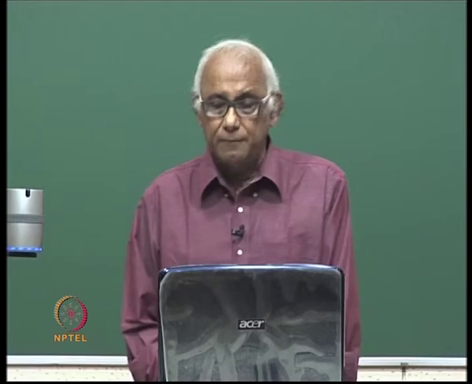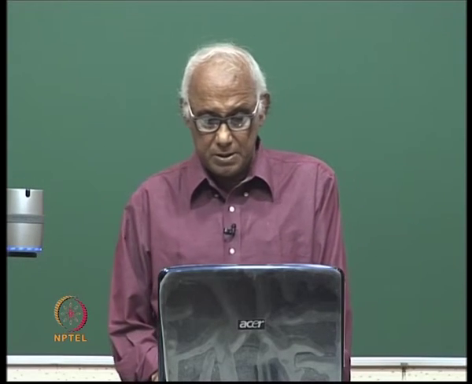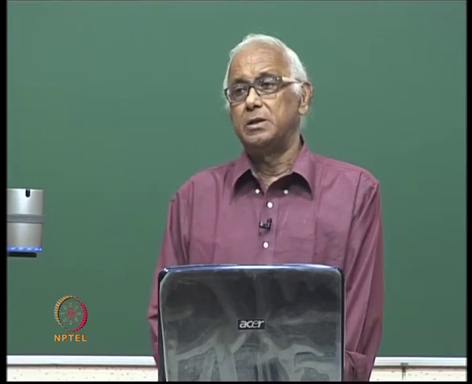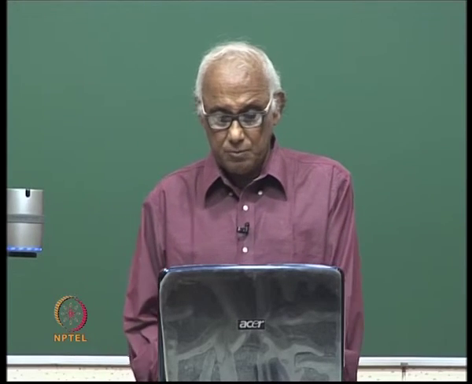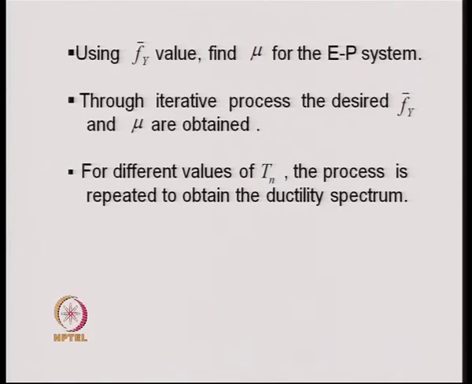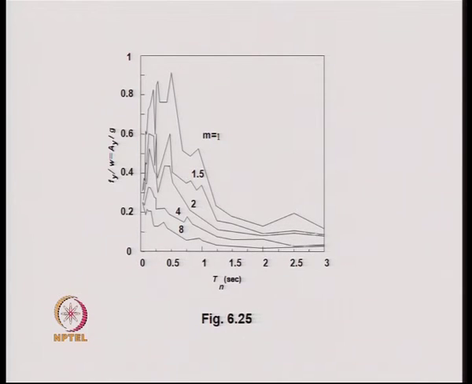So, what we do is that for different values of the time period Tn, we repeat this entire exercise and we plot the ductility spectrum. So, a ductility spectrum, which is the acceleration ductility spectrum, is shown over here. It is not m, it will be mu. So, for mu equal to 1, that means this is the elastic response spectrum. So, mu equal to 1.5, mu equal to 2, mu equal to 4, mu equal to 8.